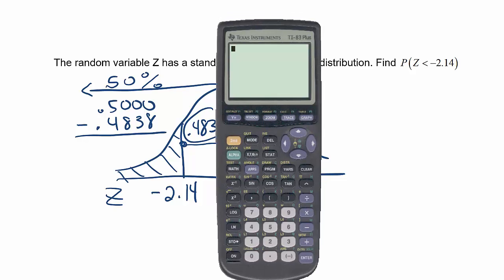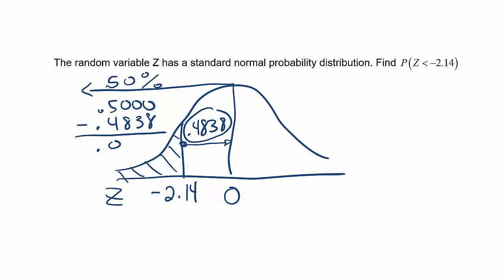So just to save a little time, we'll just do 0.5 minus 0.4838 right here in the calculator. And then we're done. 0.0162 is our solution. Okay, so the answer is approximately 1.62%. Or as a decimal, you could just write it as 0.0162. And that's the area in the shaded tail of my drawing.